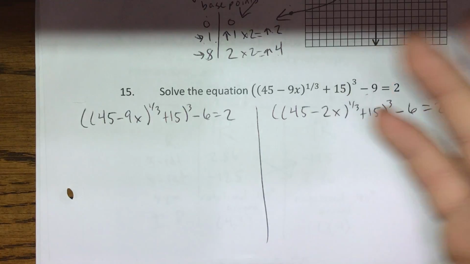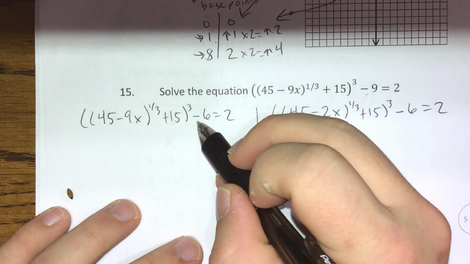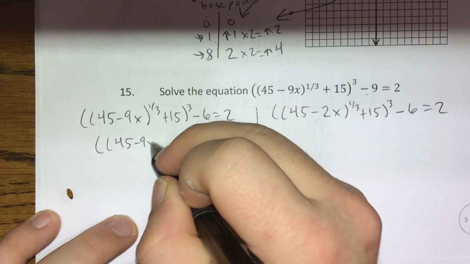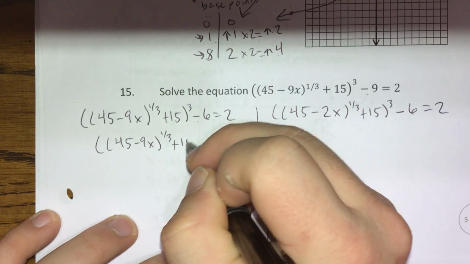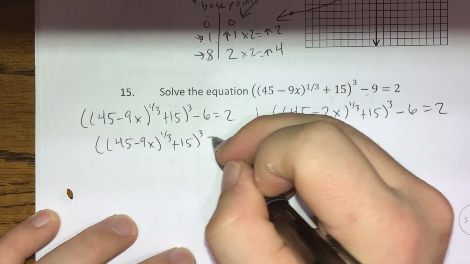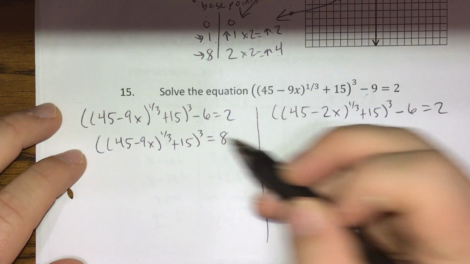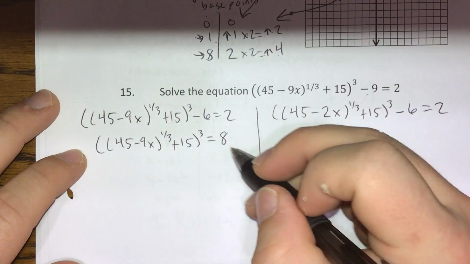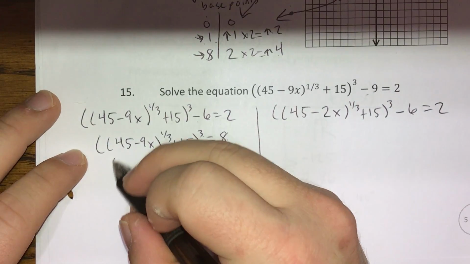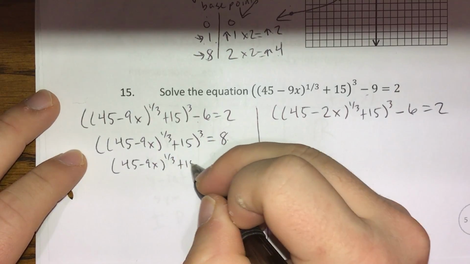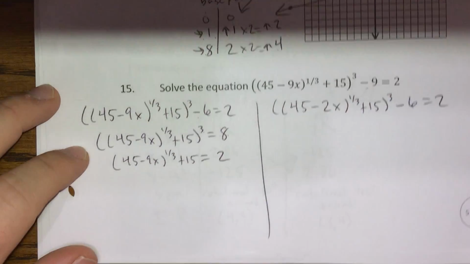But on these, we always work our way outside in. And so I want to get rid of the minus 6 first by adding 6. So I'll rewrite everything. But adding 6 makes that 8. Now on the very outside, we have this cubed. And so we're going to go ahead and cube root both sides. The cube root of 8 is 2. So I'm going to have 45 minus 9x raised to the 1/3 plus 15 is equal to 2.